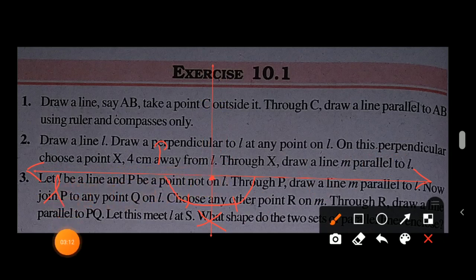So now we open our rounder 4 centimeter, then we put the metallic point of our rounder on this point P, and then we draw one arc on this perpendicular 4 centimeter away from the L, like this. Now we get this intersecting point, and it is 4 centimeter. This point is called X.